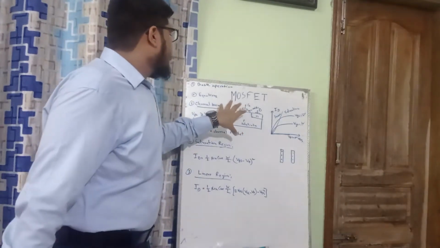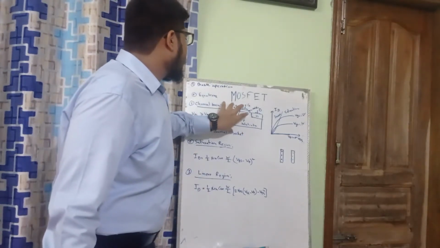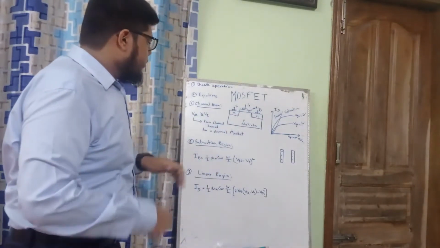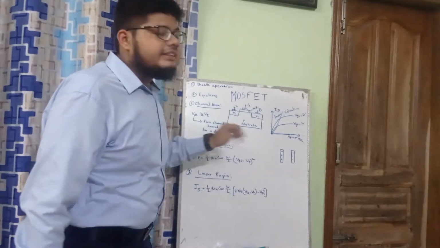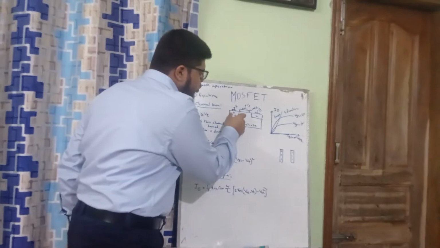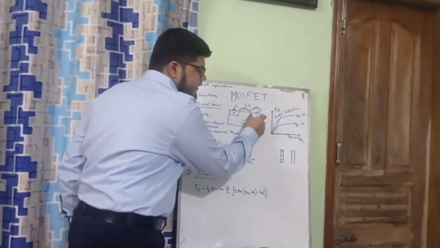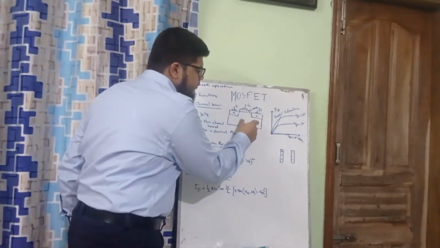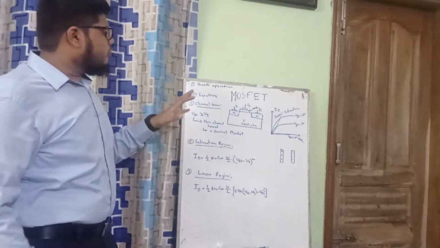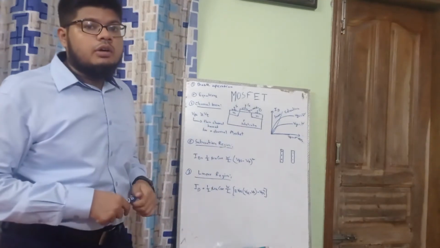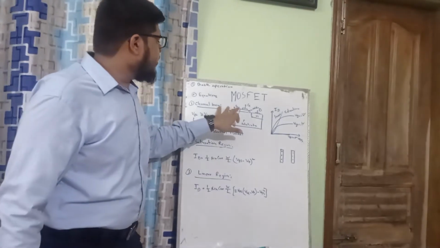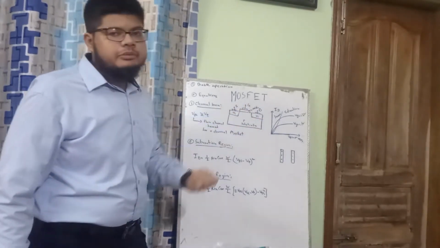Now first, what is a MOSFET? I have drawn a figure of a MOSFET here. This is the N-channel MOSFET, and in an N-channel MOSFET you will have an N-type doped region, another N-type doped region, and a substrate in between which is P-type. We also have to remember that every MOSFET has three terminals: source, gate, and drain.